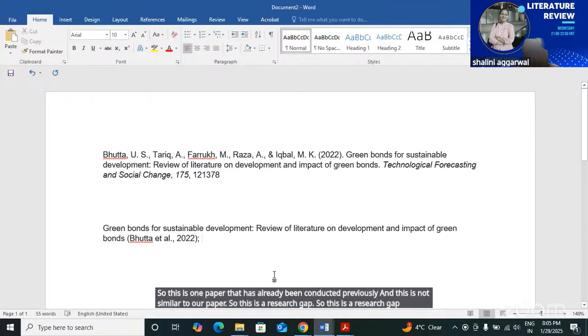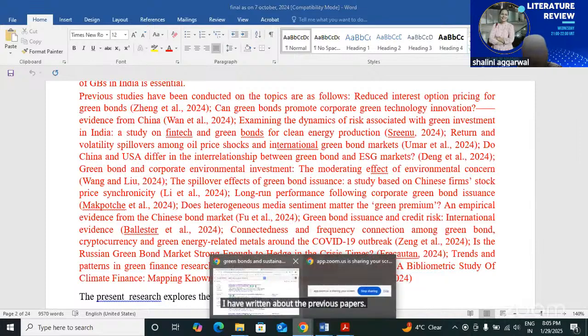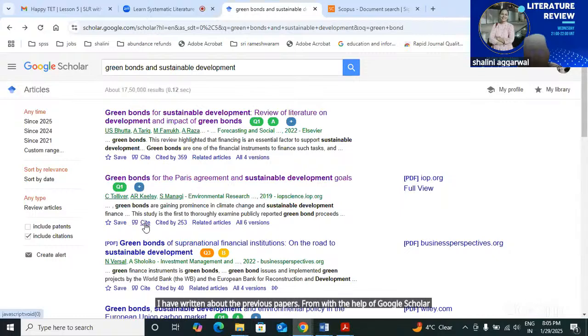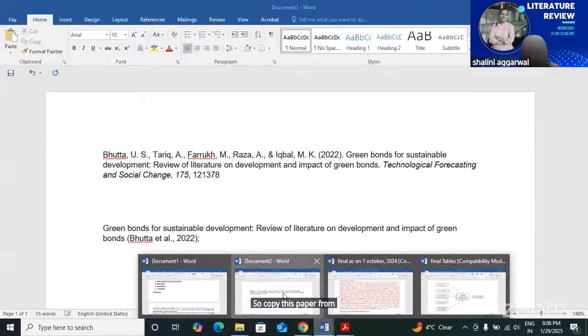What I'm trying to tell you here is, this is a research gap paragraph that I have written about the previous papers, with the help of Google Scholar or from the help of a Scopus website. So let's talk about the next paper. So copy this paper from here and put this over here.